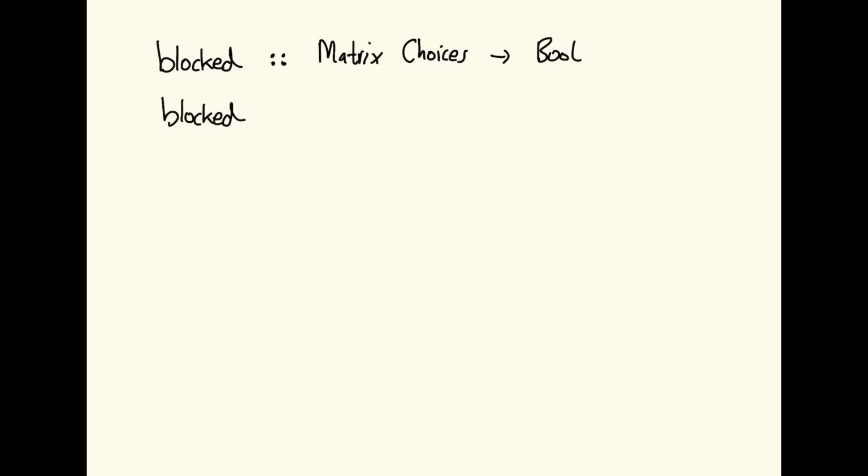So we've now got all the components that we need to define what it means for a matrix of choices to be blocked. So we take a matrix of choices and we give back true or false. And the idea is very simple. We combine the use of the void function and the safe function. So a matrix of choices is going to be blocked if either it's void or, so the double bar here is the Haskell or operator, or it's not safe.